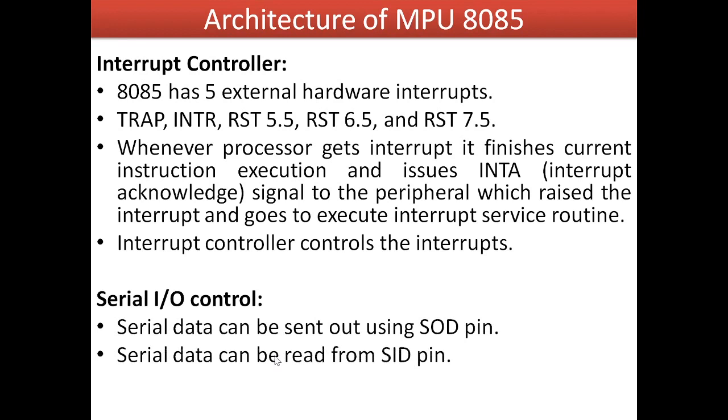Serial I/O control. There are two pins which are used for serial data communication. One of the pins is the serial data out pin, SOD, which can be used to take out data serially from that pin, and the other pin, SID, is used to transmit data into the microprocessor from the outside world in serial fashion.